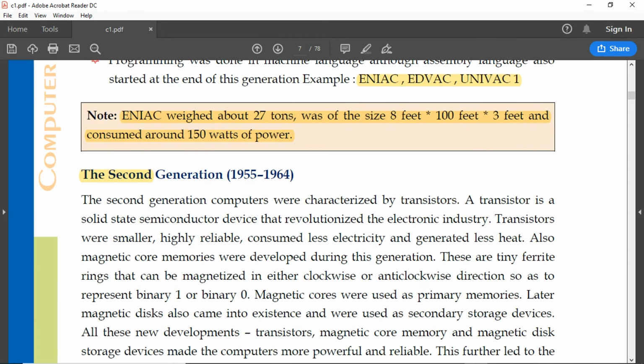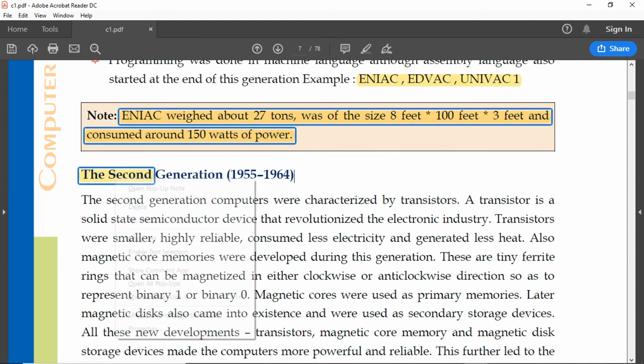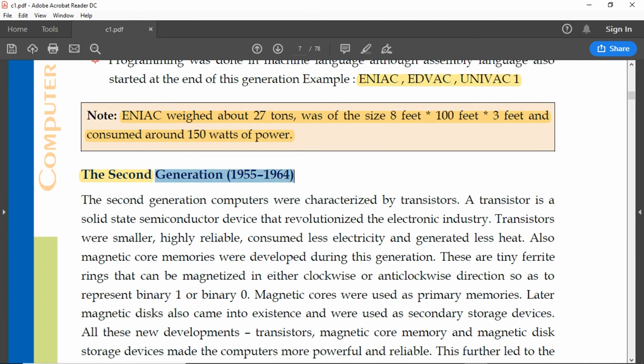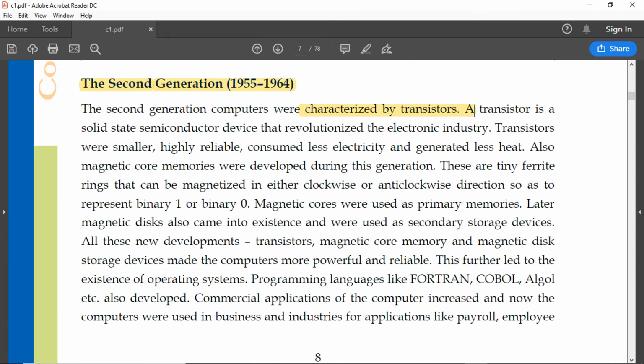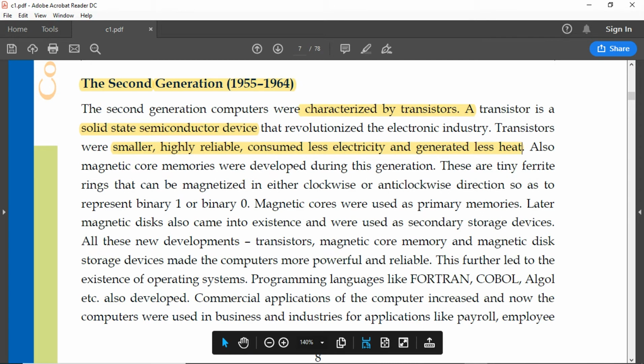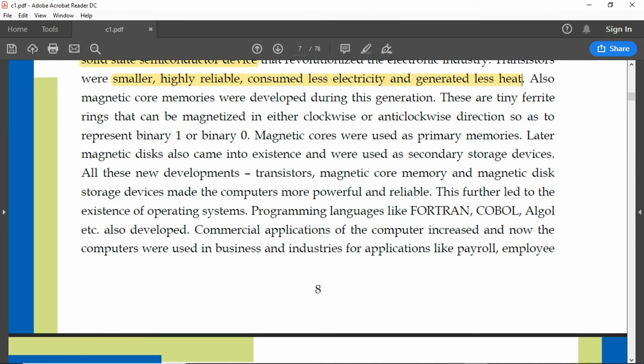The second generation, 1955 to 1964. The second generation computers were characterized by transistors. A transistor is a solid-state semiconductor device that revolutionized the electronic industry. Transistors were smaller, highly reliable, consumed less electricity and generated less heat. Also, magnetic core memories were developed during this generation. These are tiny ferrite rings that can be magnetized in either clockwise or anti-clockwise direction so as to represent binary 1 or binary 0. Magnetic cores were used as primary memories. Later, magnetic disks also came into existence and were used as secondary storage devices.